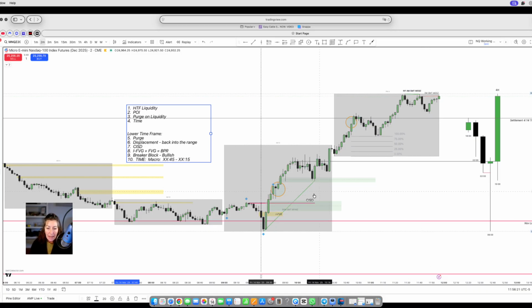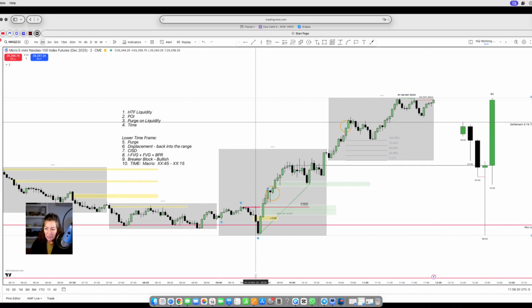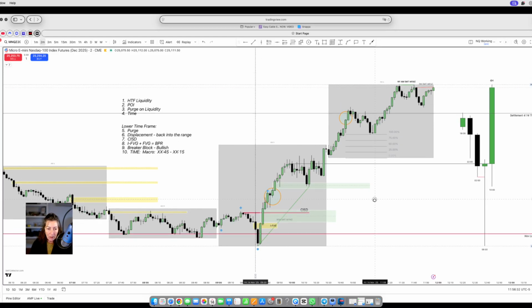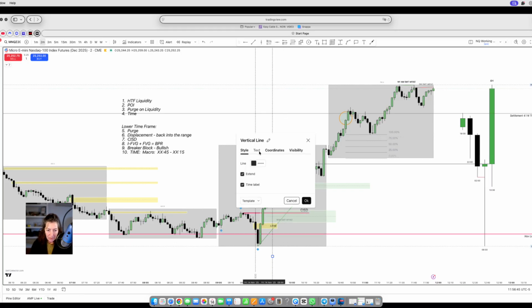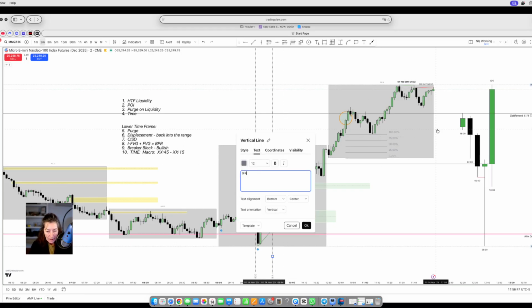So anyway, we've got our inverted fair value gap. We have our fair value gap, which gives us a balanced price range. We have our purge on liquidity. We have our breaker block, our bullish breaker block, and now time. Let's look for time. The macro begins at 9:45, so 9:44 is right here. So let's just put that on our chart.